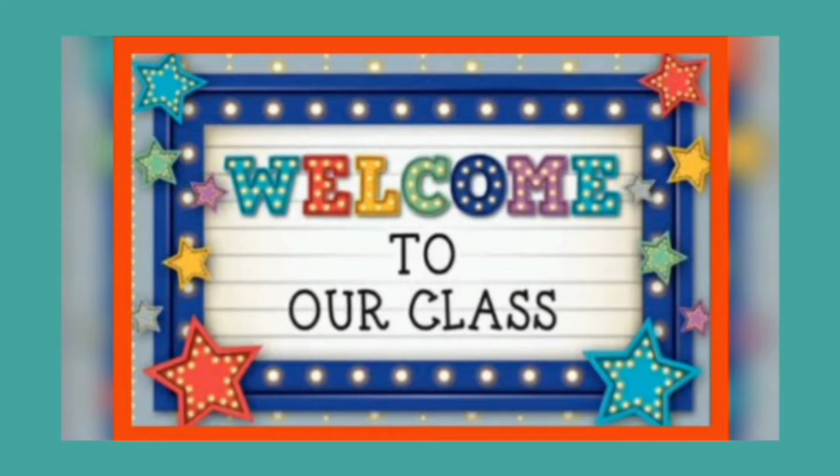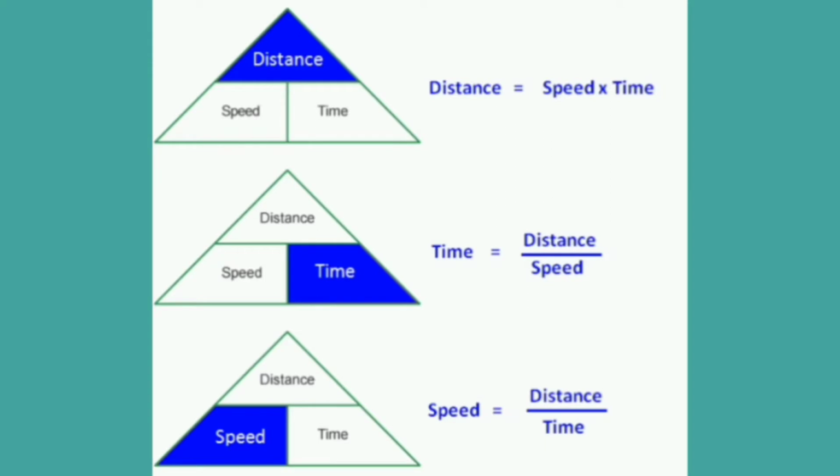Let us recall the three formulas. First formula, distance is equal to speed into time. Next one, time is equal to distance divided by speed. Next one, speed is equal to distance divided by time.